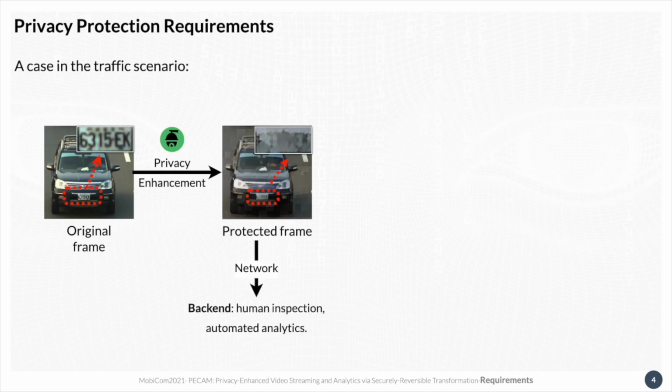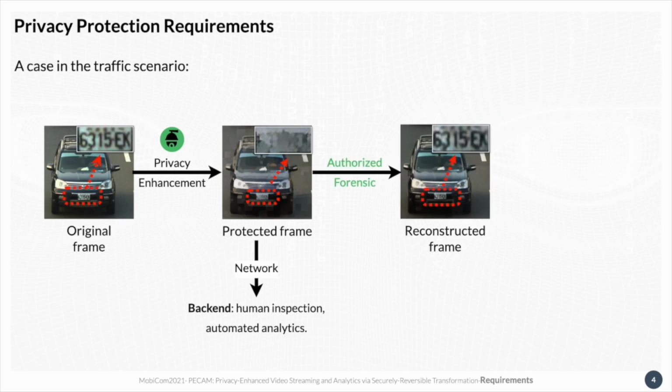Protected video can be encoded and sent to the backend, which supports human-in-the-loop inspection and intelligent algorithm analysis, just like the unprotected video. Once an abnormal event is detected, for example, a traffic accident occurs, the authorized party can directly recover the original video from the protected video. And the recovered video can be used as evidence for forensics.